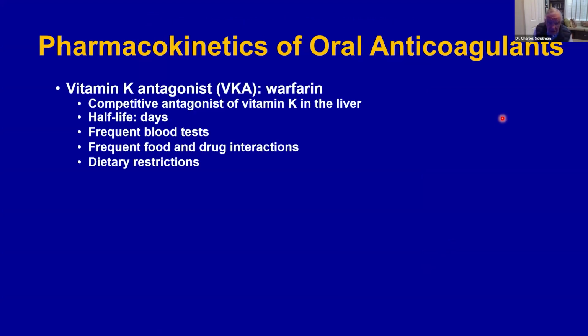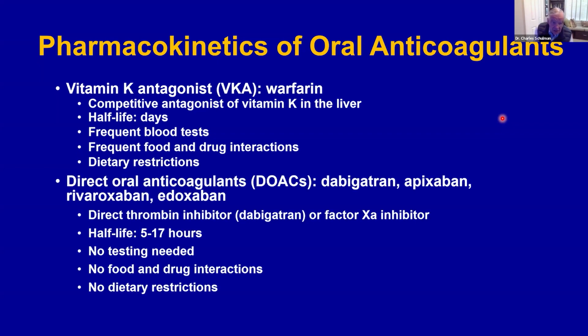So the pharmacokinetics of the oral anticoagulants that we use, starting with warfarin. Warfarin is a competitive antagonist of vitamin K in the liver. So the more vitamin K you ingest, the less effective warfarin will be, and in order to maintain the therapeutic level, you'll need a higher dose. The half-life of warfarin is days. It requires frequent blood tests. There are frequent food and drug interactions, and there are dietary restrictions because of the competitive antagonism.